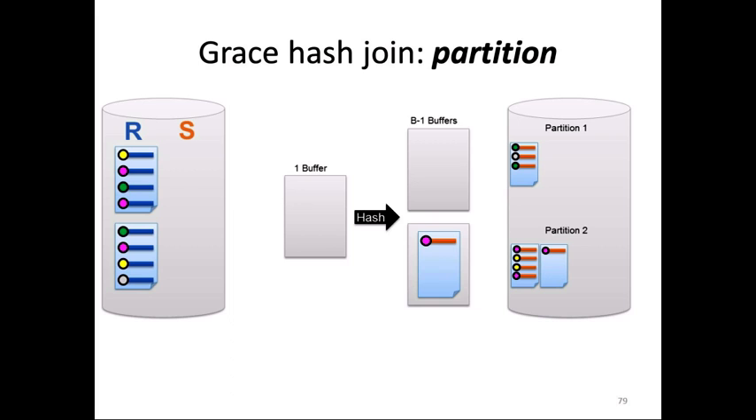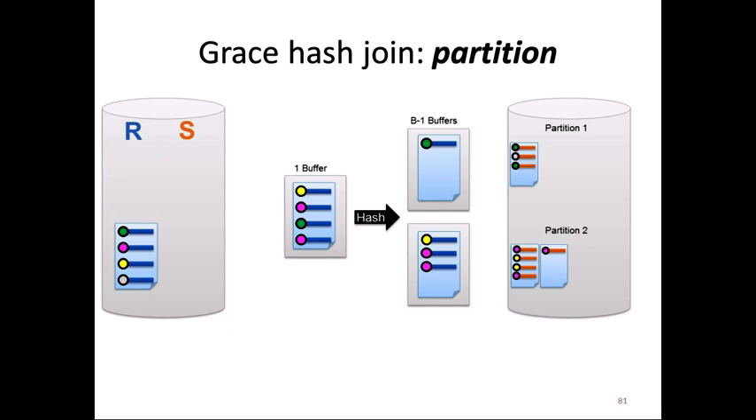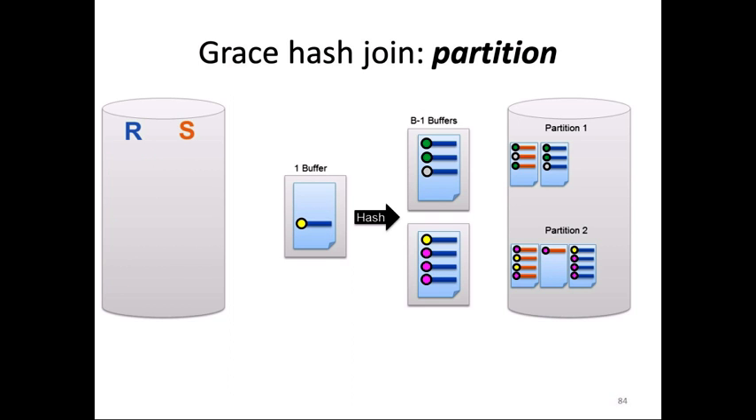We do the same for R. Remember, yellow goes in the second partition with purple, and green goes in the first partition. And remember, we are using exactly the same hash function. We read the next page of R, and again, green and gray go here, and yellow here. Okay, and so now we have just partitioned both R and S, and we have put the partitions one next to the other. So we have here partition 1 for S, partition 1 for R. We have here partition 2 for S and partition 2 for R.